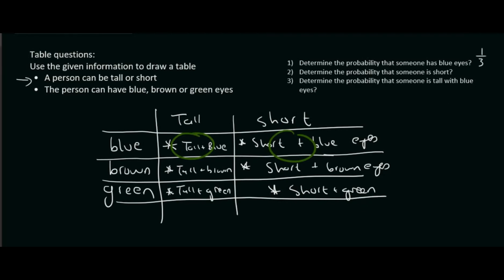Next one, determine the probability that someone is short. Well, short is all of these people. 1, 2, 3. So that's 3 out of 6, which is a half. The next one says determine the probability that someone is tall with blue eyes. Well, tall with blue eyes is only this one over here. So that would be 1 out of 6.